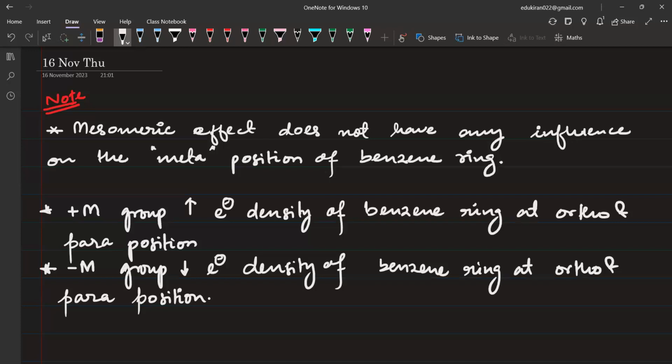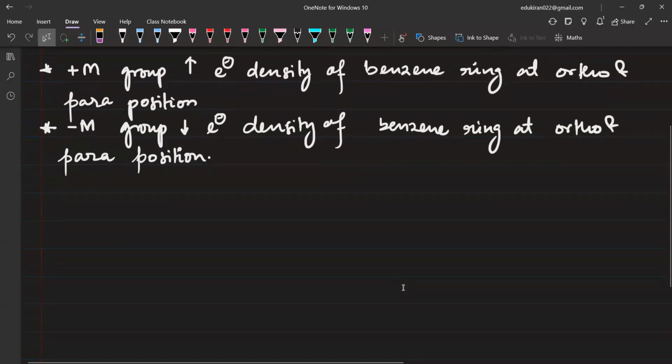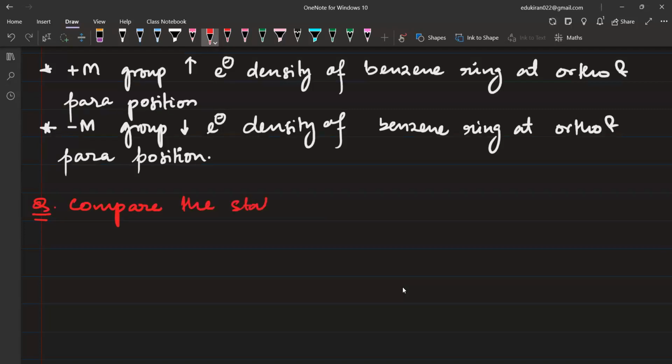Okay, so there can be questions regarding the stability of different types of reactive intermediates, including the mesomeric effect, which will have the application of mesomeric effect. For example, compare the stability of following.